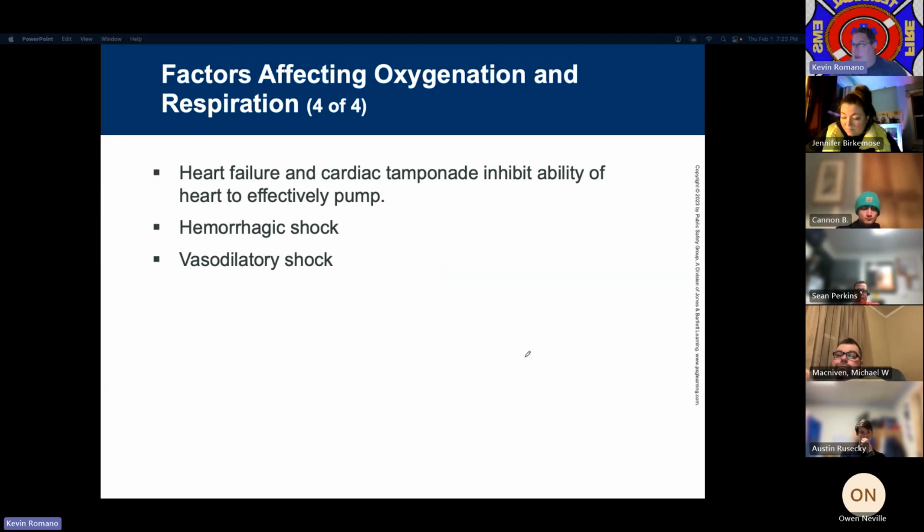Heart failure and cardiac tamponade inhibit the ability for the heart to effectively pump. Blood loss and anemia. Patients that are anemic also give you a false SpO2 reading as well. Hemorrhagic shock, vasodilatory shock, and aggressively treat any patient suspected of being in shock to prevent further interruptions of tissue perfusion. So we're going to treat them with oxygen therapy, but as an advanced EMT, you guys also need to make sure you're doing intravenous therapy and fluids, depending on what's really going on, right?